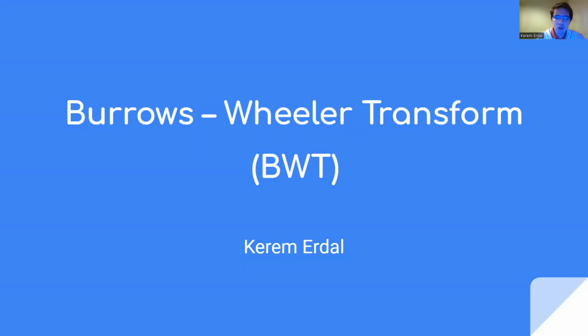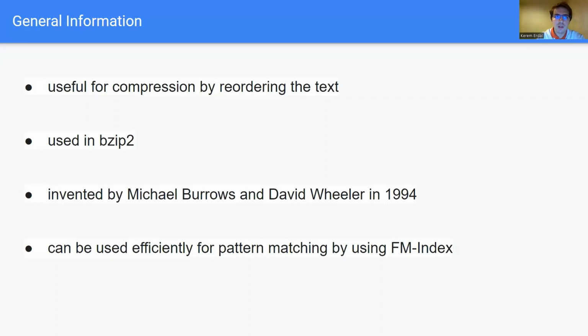Today I am going to introduce you to the topic Burrows-Wheeler transform. Firstly, I want to briefly introduce this topic and why it is useful. It is mostly useful for compression by reordering the text, and it is used in some compression techniques such as bzip2. It was invented by Michael Burrows and David Wheeler in 1994. And it can also be used efficiently for pattern matching problems by using it along with the Ferragina-Manzini index.